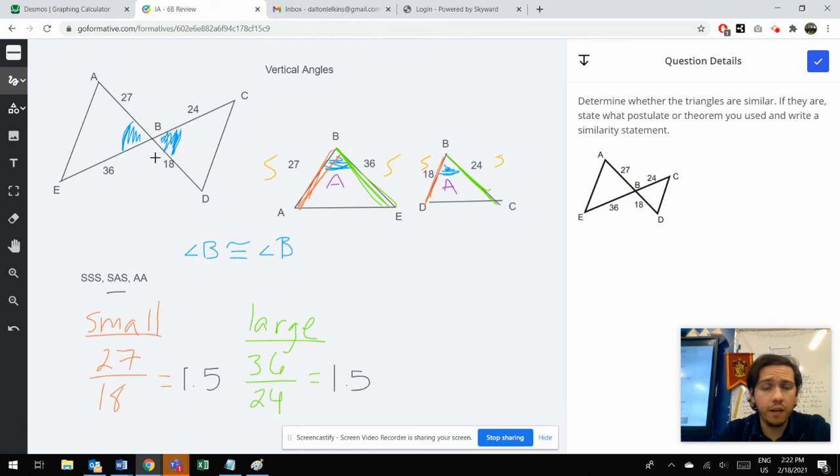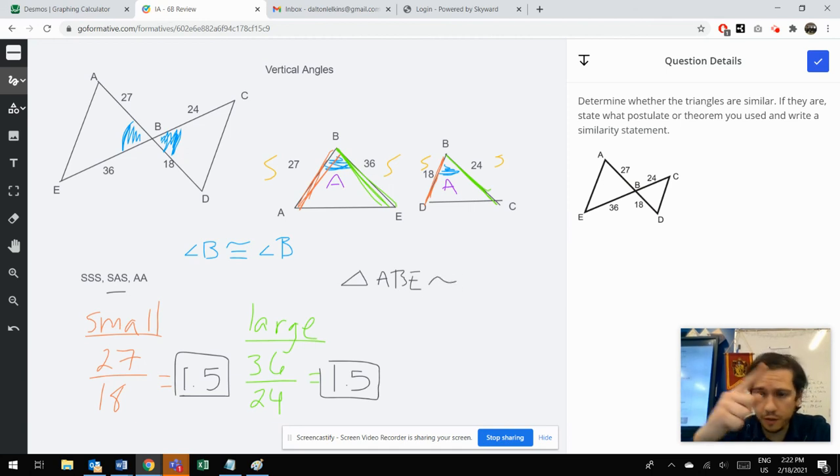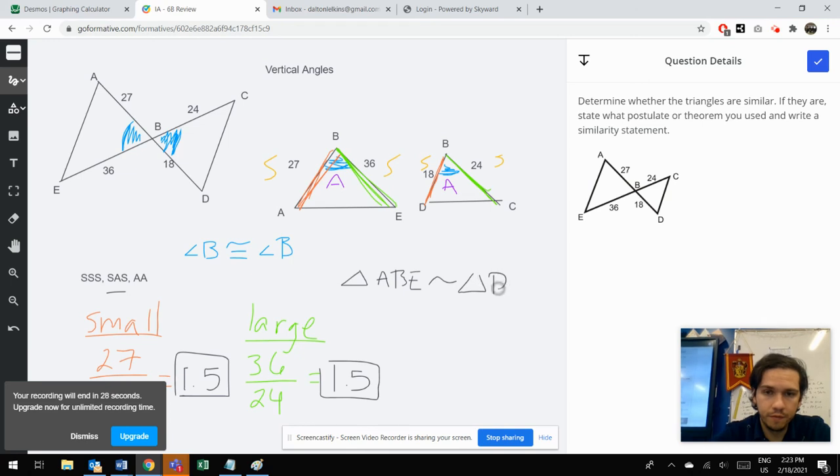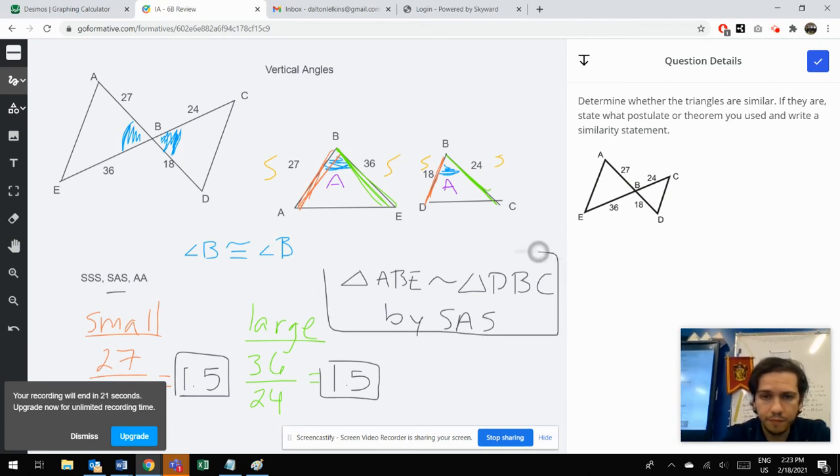Remember in the last video I said the angle has to be in between the two sides, just like how it is here. So because these ratios are the same, and there's a corresponding congruent angle between them, what I could say is triangle ABE is similar, again, that squiggly means similar, to triangle, let's make sure we get the name right. So I want ABE, so I'm going to go DBC by side, angle, side. That'd be my answer.